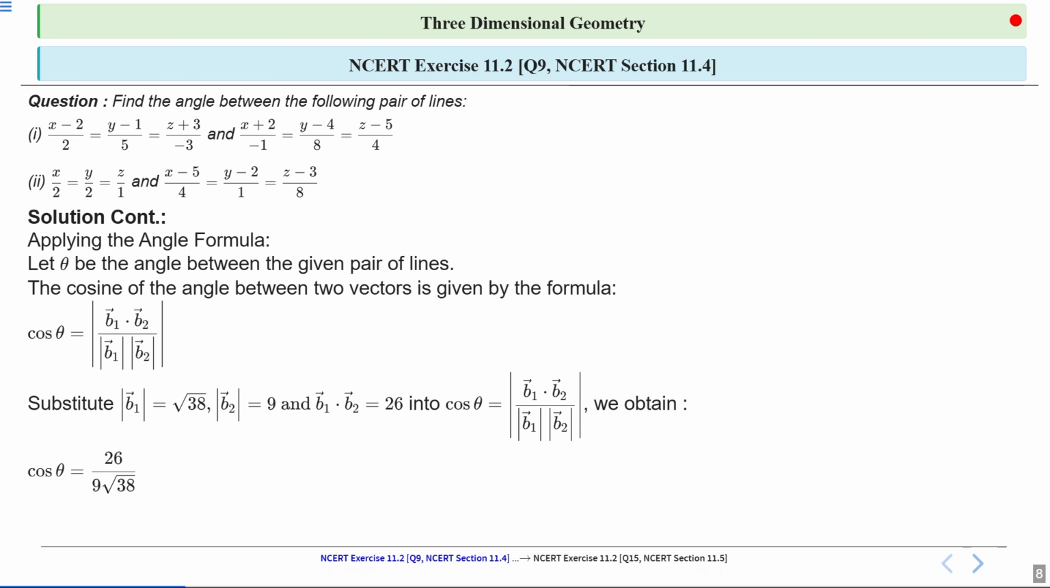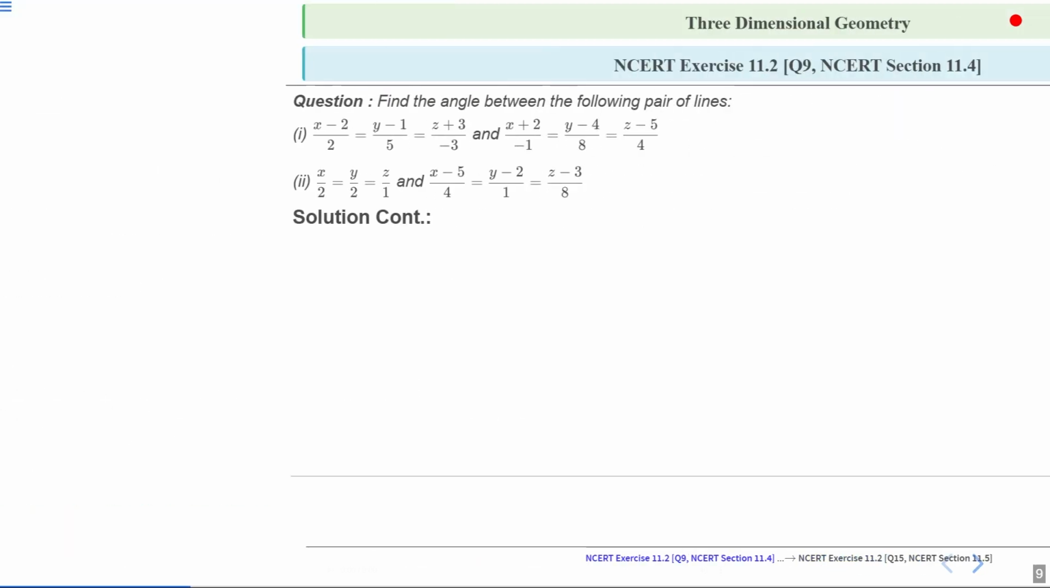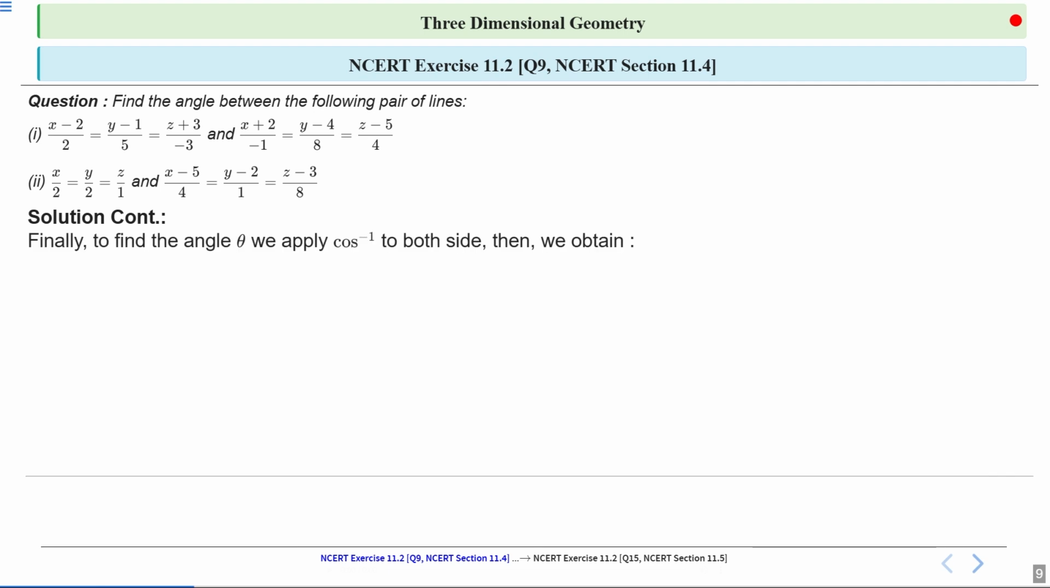We obtain cos theta equal to 26 upon 9 root 38, right? Got it? So finally, to find the angle theta, we apply cos inverse to both the sides. Then we obtain theta is equal to cos inverse of 26 upon 9 root 38, right?